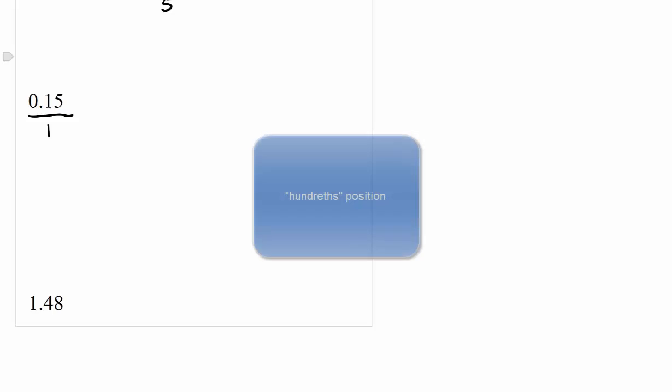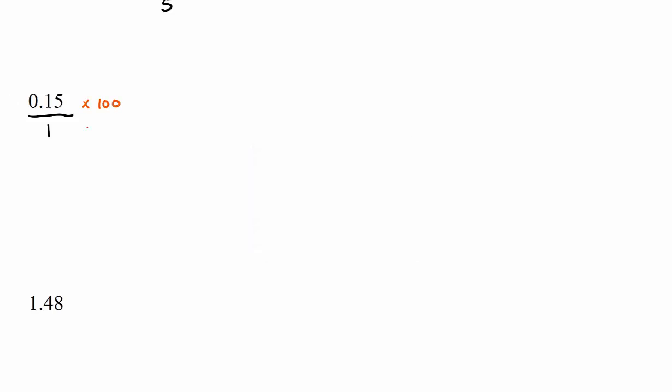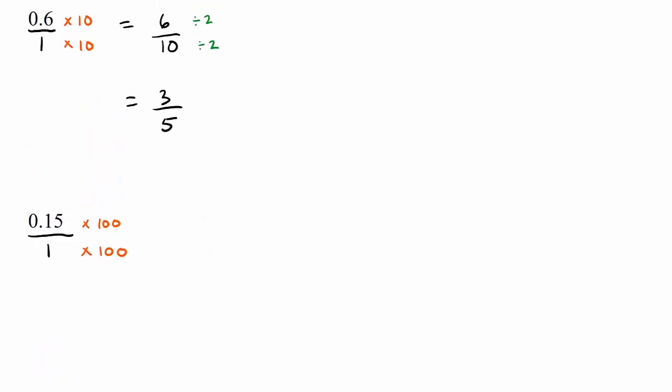Looking at another example, I've got 0.15 here. I'm going to place it over 1. Because there are 2 digits after the decimal point, that means that the 5 is in the hundredths position. So what I'm going to do there is multiply both the numerator and the denominator by 100. Multiplying by 100 is the same as taking that decimal place and moving it 2 positions to the right. Just like up above, multiplying the 0.6 by 10 was like moving the decimal place 1 to the right.